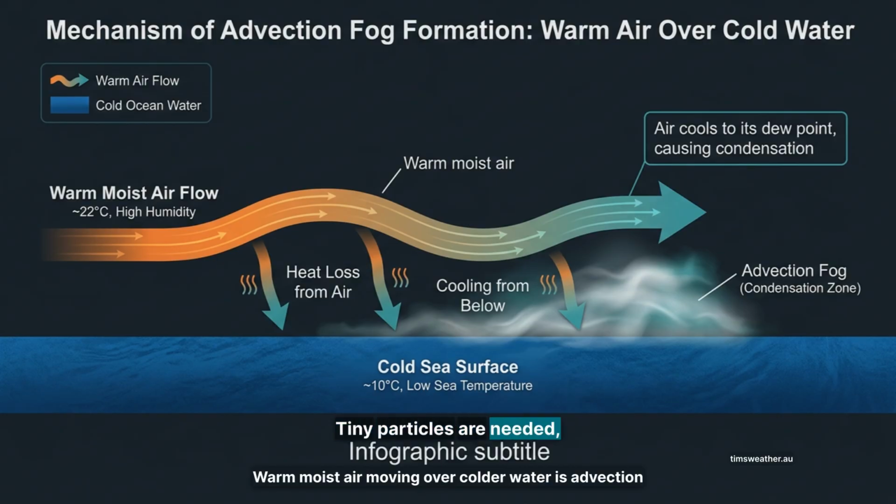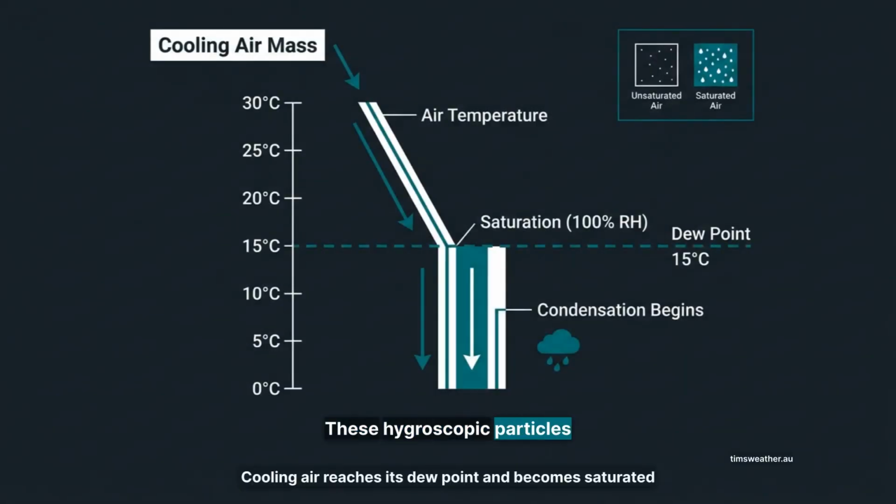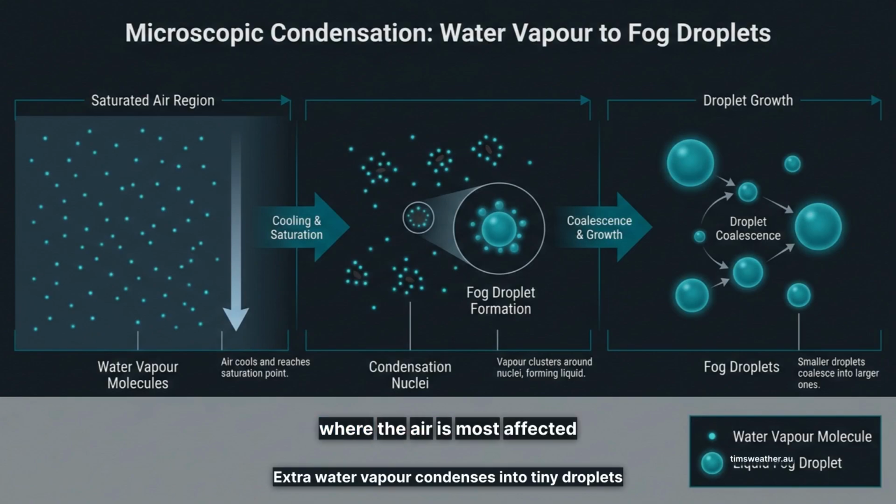Tiny particles are needed, and over the ocean those particles often come from sea spray and salt. These hygroscopic particles attract water, giving droplets a surface to grow on. Once enough tiny droplets form in the boundary layer near the sea surface, visibility drops and a fog bank appears. The boundary layer is the lowest part of the atmosphere, where the air is most affected by the surface underneath.